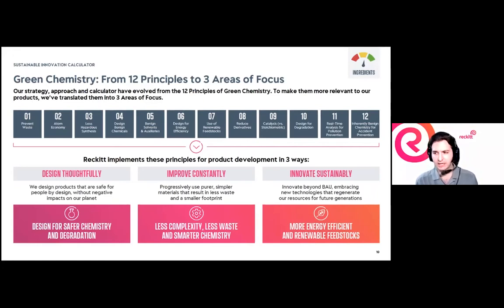Constant improvement is the second pillar. So this is progressively using purer, simpler materials, so fewer chemicals or fewer materials in products with less waste and a smaller footprint. So reduced complexity, reduced waste, smarter use of chemistry, so using catalysts in some of our products, for example. And ultimately innovating sustainably. So it is not just about business as usual, it's about embracing new technologies that are regenerative. So both in terms of energy efficiency, but also renewable feedstocks for our materials.